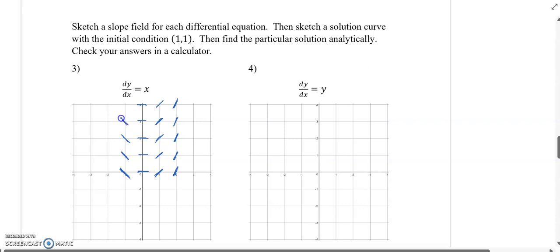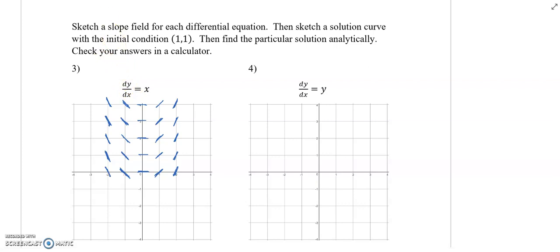So you don't have to spend a ton of time making these slope fields particularly accurate. Definitely focus on those zeros. We want to make sure those zeros are perfectly horizontal, and positive versus negative is pretty important. And then relative steepness is the other thing you want to look at. We can see that we're getting steeper as we go from the y-axis to the left or to the right. So there is a slope field for dy dx equals x.